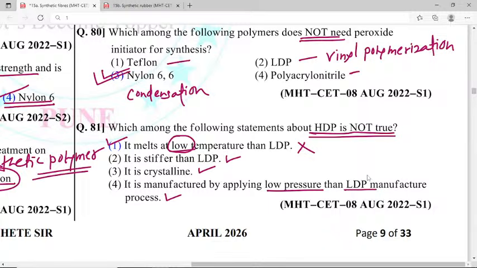Important case. Okay, question to note down: which among the following statements about high density polythene is not true? It melts at lower temperature than low density polythene. No, it melts at high temperature. As the name suggests, it has high density, so it melts at a higher temperature than low density polythene, LDP.